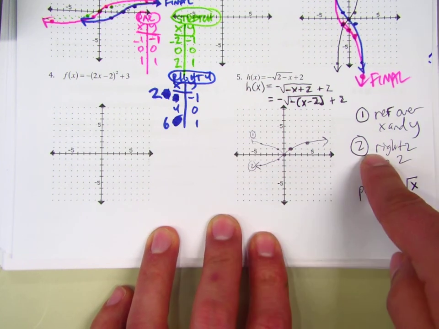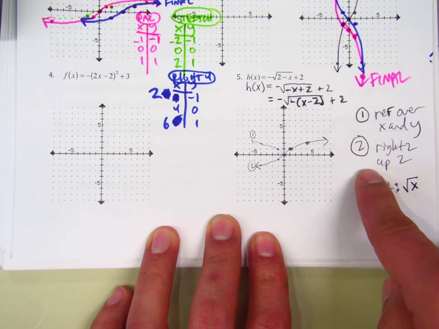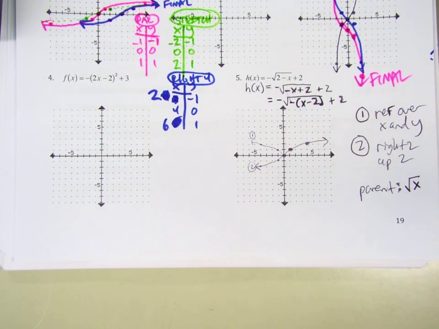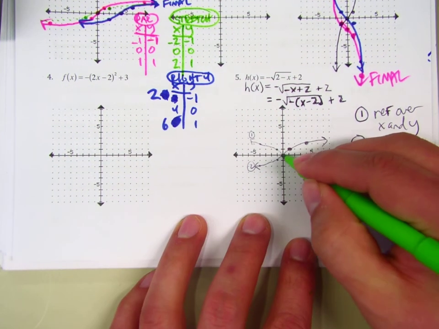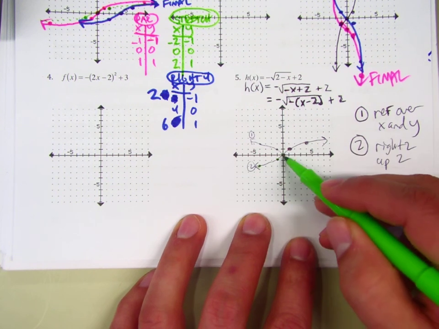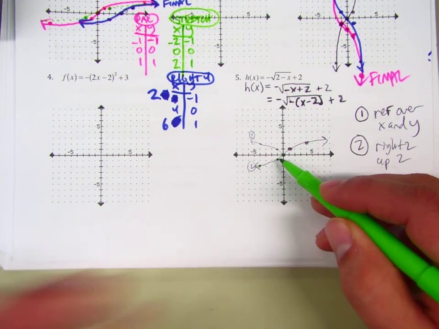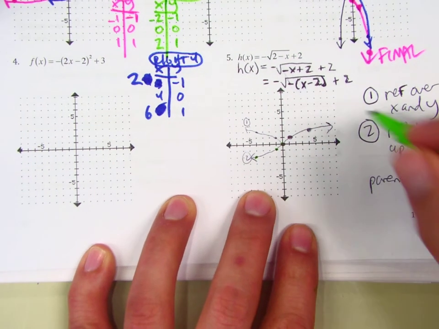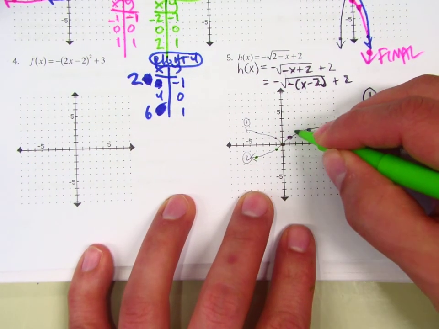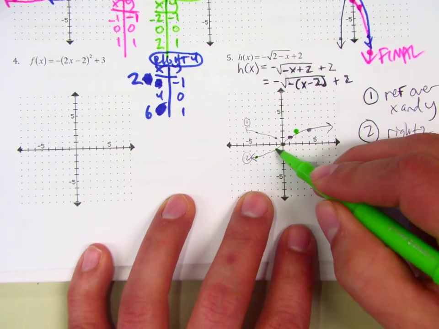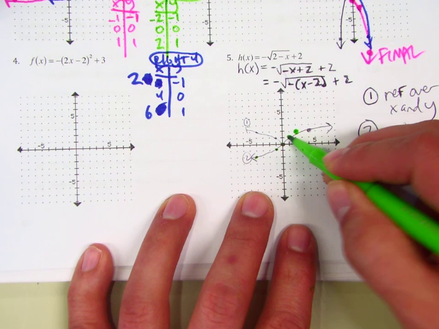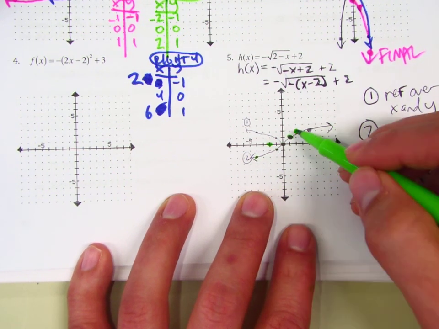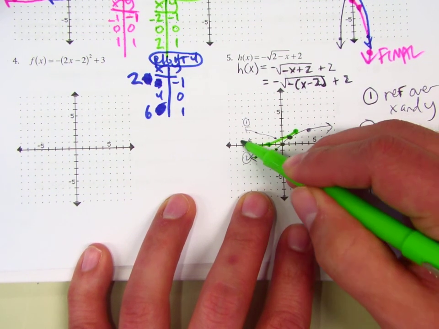Okay. Next, we're just going to move right 2 and up 2. Okay. So now I'm just going to do that all in one step. Do you guys see the main 3 points now? Right here, right there, and right there. Okay. I'm going to just take each single one of those and move it right 2 and up 2. So right 2, up 2. There's the new one. This one goes right 2 and up 2. So there's the new one there. This point goes right 2 and up 2. And so now here's your final graph.